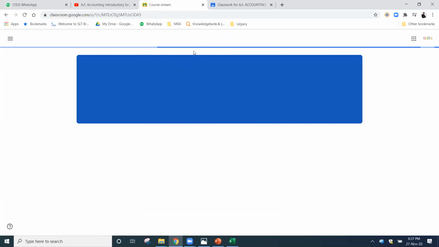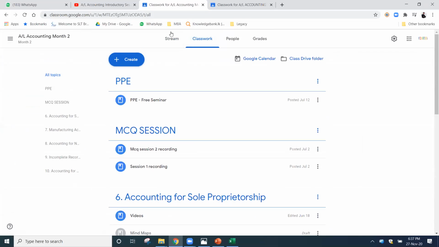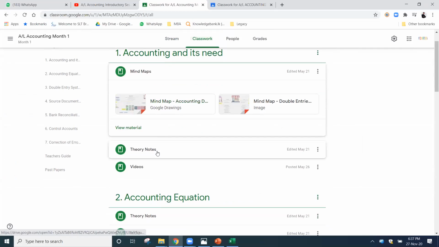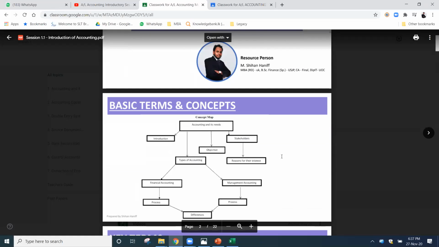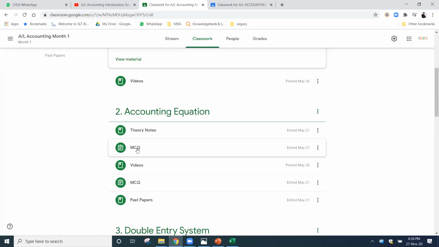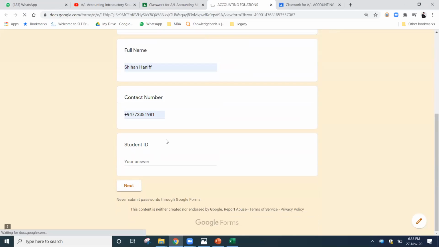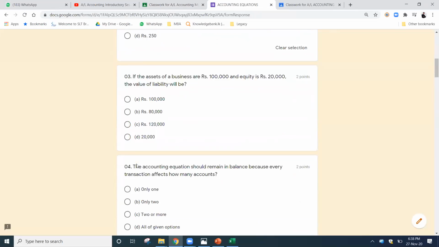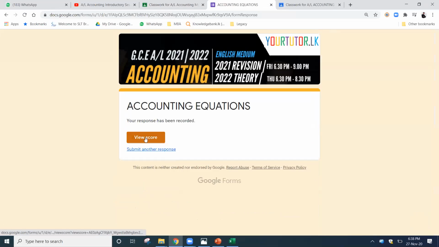Here, in month 2, we had all the chapters. Also, in the notes there will be PowerPoint presentations that you can go through. And the MCQs you can do online. You take one MCQ question, and once you click on it, it will go directly to the MCQ Google form where you can do the questions online. You answer all the questions, and once you submit, you can view the scores.